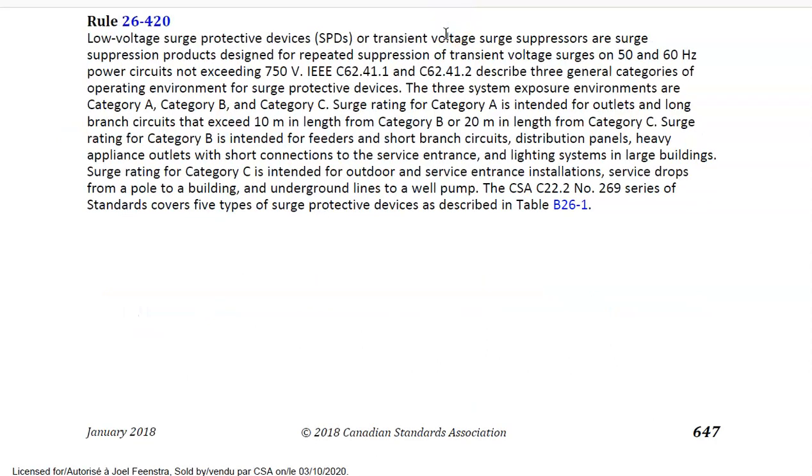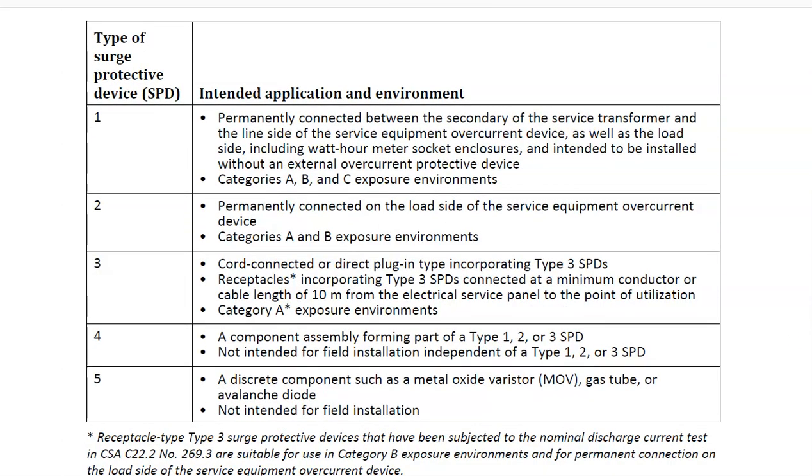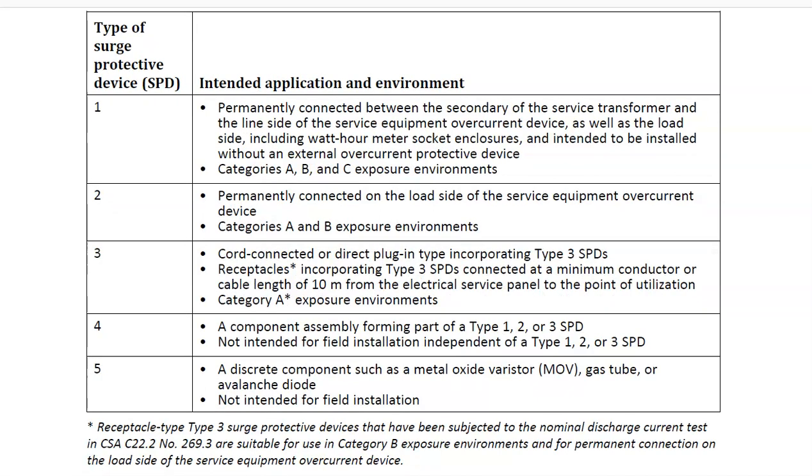But then if you go to the Appendix B note on that one, they give us our different classifications, same as what we have inside of here. And then they also talk about the typing. Category is where we're going to locate them. Type is the type that we place inside of those categories. Looking at this chart, Table B26.1, tells us about the different types of surge protective devices.